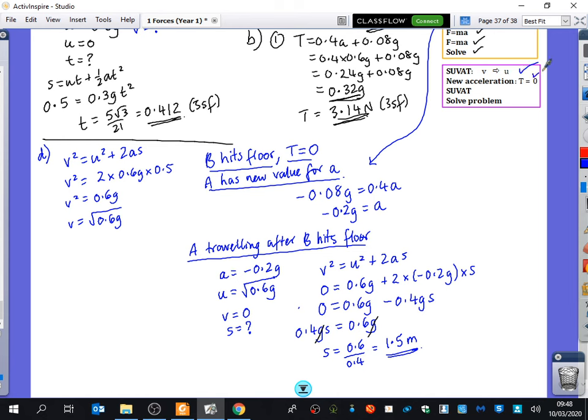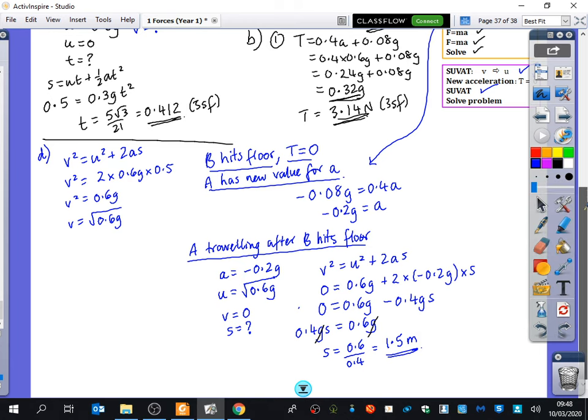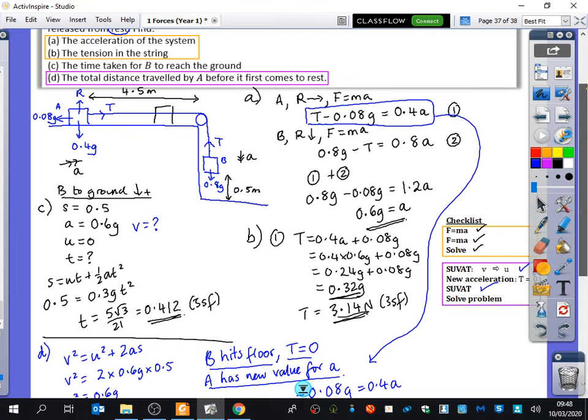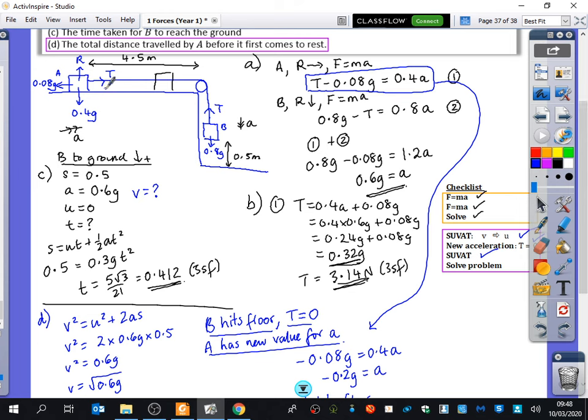So we've done the suvat that made v become u. We found the new acceleration when t was equal to 0. We've done a bit of suvat. But now we have to do the very final thing, which is to solve the problem. Let's have a quick look. What did the question even want us to find out? It wants us to find out the total distance travelled by A before it first comes to rest. So when it got to this stage here, that was when B hit the floor. It had travelled 0.5 metres. And then in this second stage of suvat, it travelled 1.5 metres that we just calculated. So the total distance it travels is 2 metres.